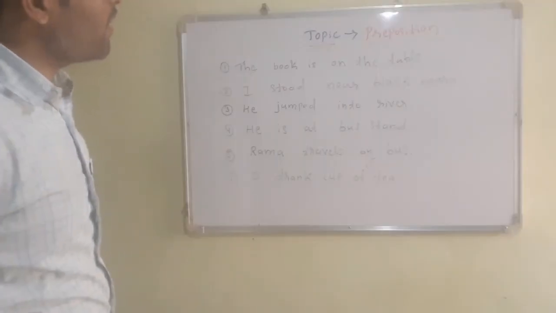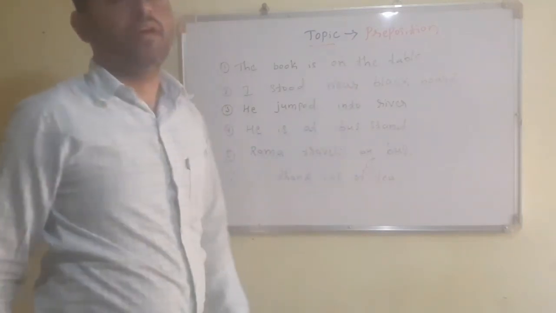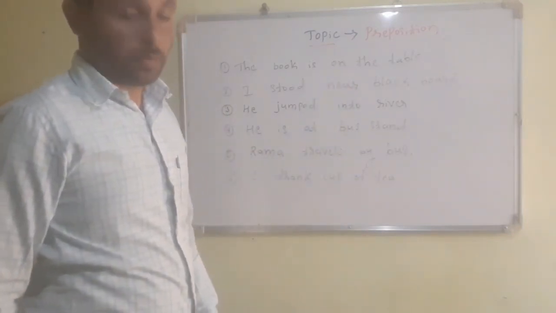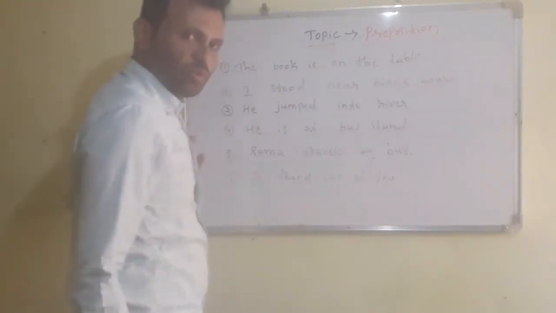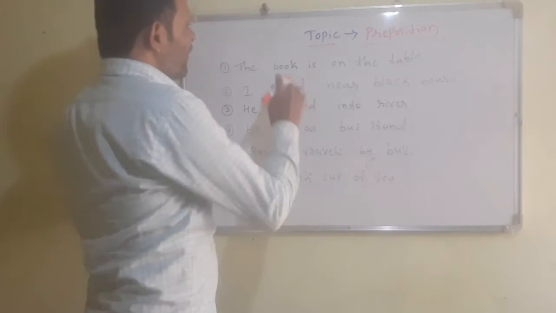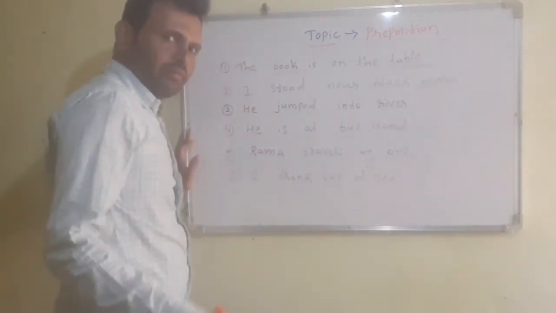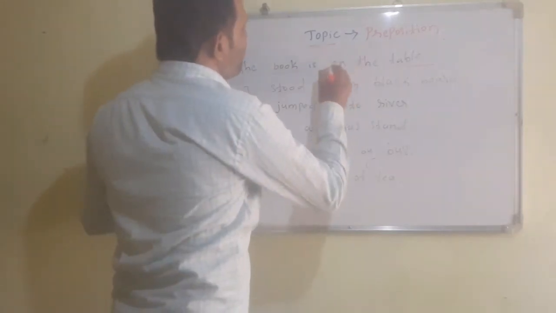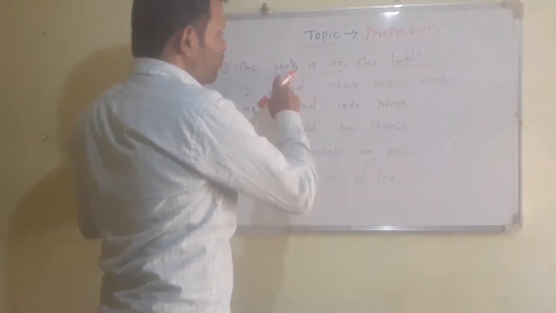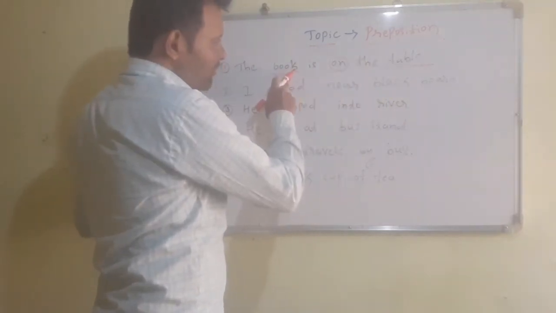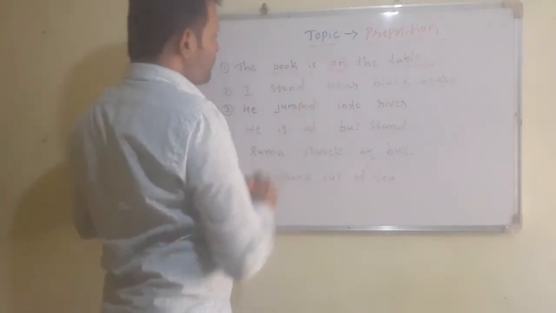What are we going to study now? Prepositions. We took some sentences and we are trying to find the prepositions. First one: the book is on the table. Here, the relationship between book and table. The relation between two things, whatever the word is showing, that's a preposition. That's why here on is a preposition.